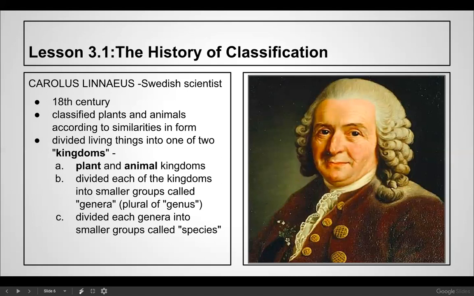So, for example, we are Homo sapiens. There are no other sapiens. Homo being the genus name, it's capitalized. Sapiens being the species name, not capitalized.